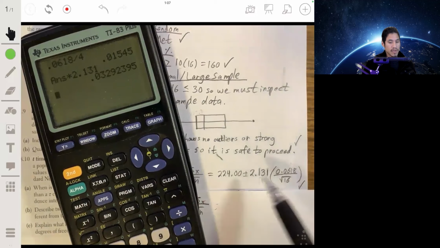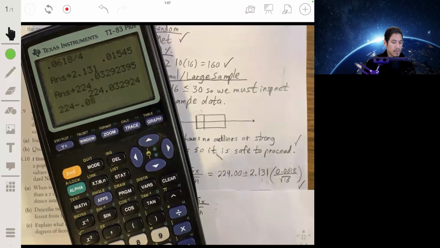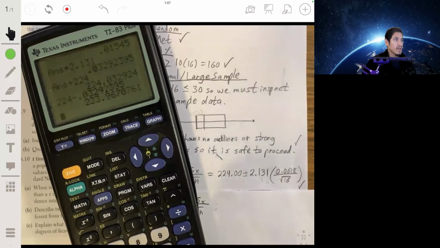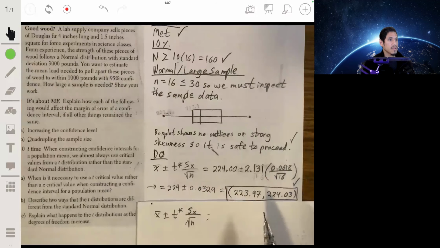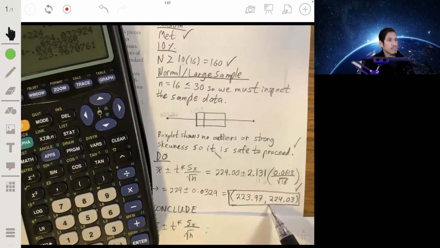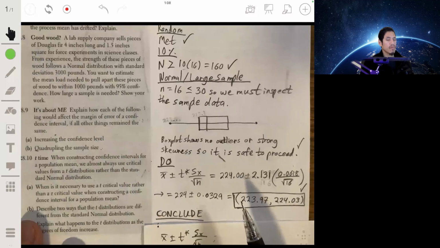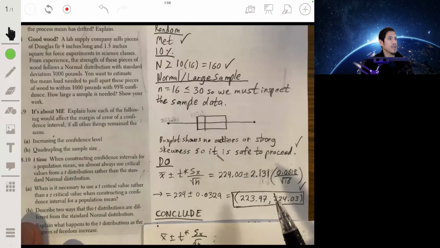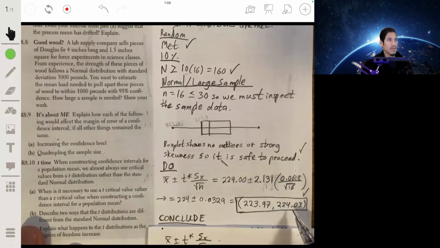And that'll be our margin of error, so we're going to add and subtract that to 224. So 224 plus 0.0329 and 224 minus 0.0329. That'll give us our lower and upper bounds of our confidence interval, approximately. And there we go. Now we just conclude what we figured out. So we can say that we are 95% confident that the true population mean lies in this interval.